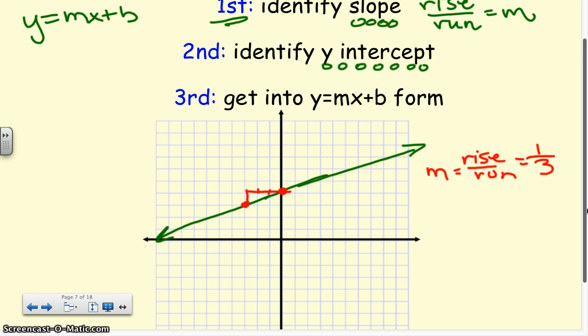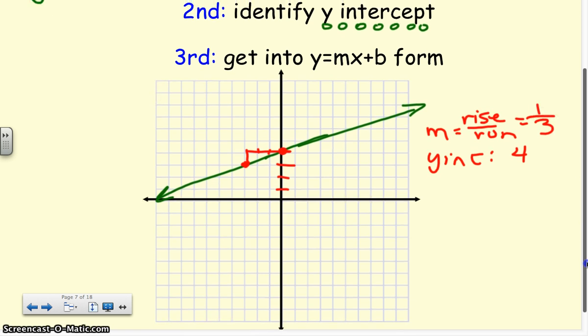My y-intercept is just where we cross the y-axis. It looks like I crossed it at 1, 2, 3, 4. My y-intercept is 4. Pull it all together, that's step 3, and I get y equals m, which is 1/3, x, plus my y-intercept, which is 4. I'm going to do another example.